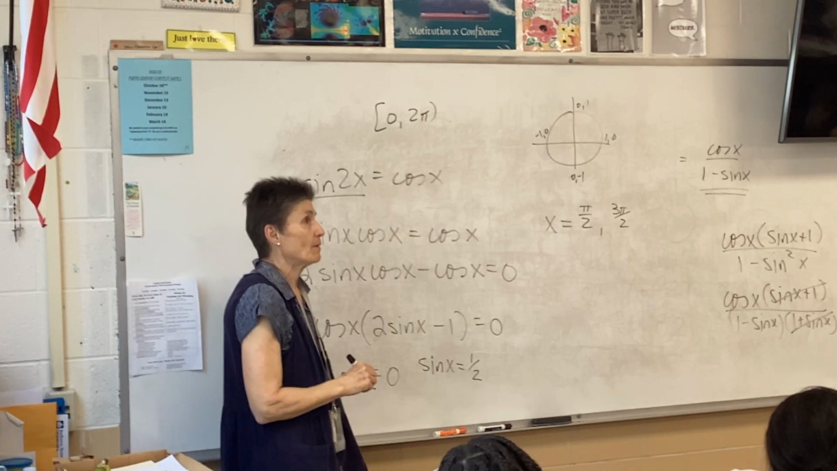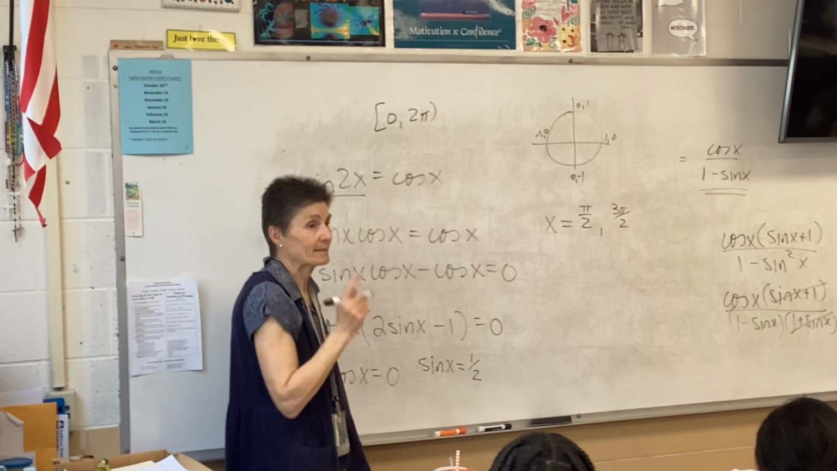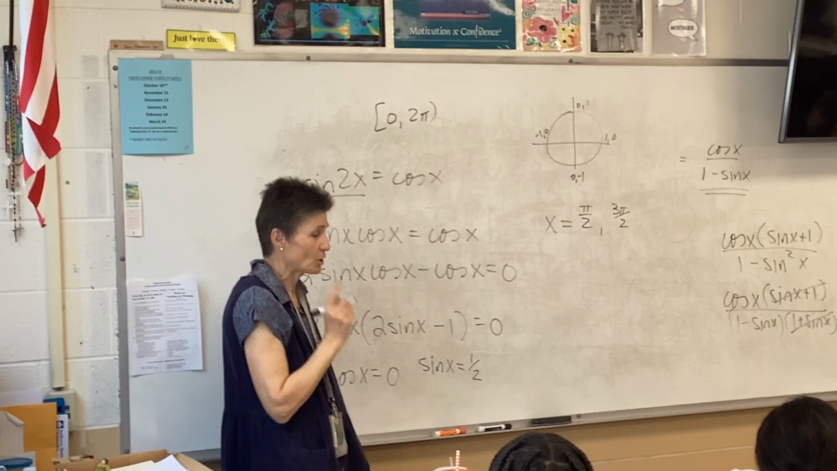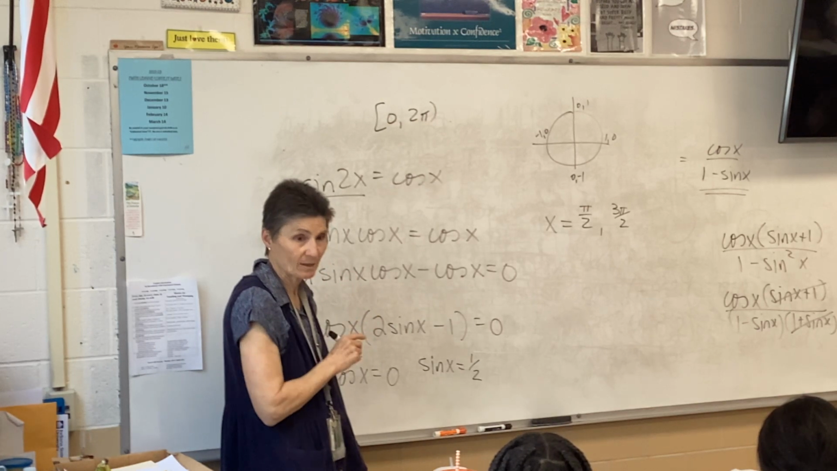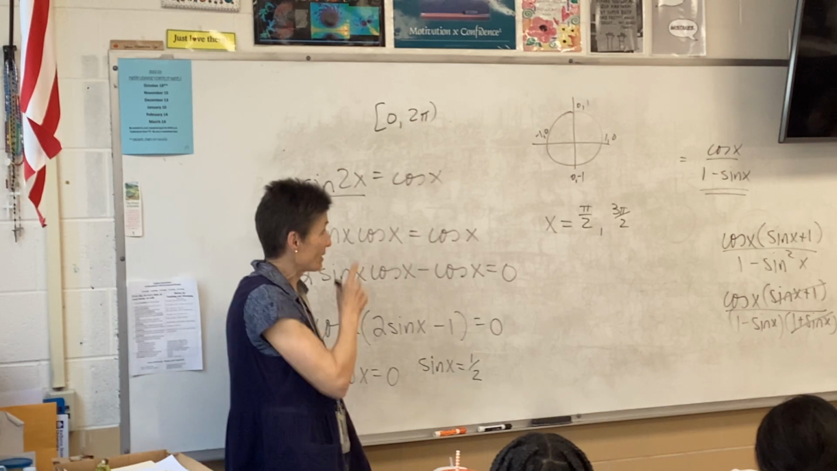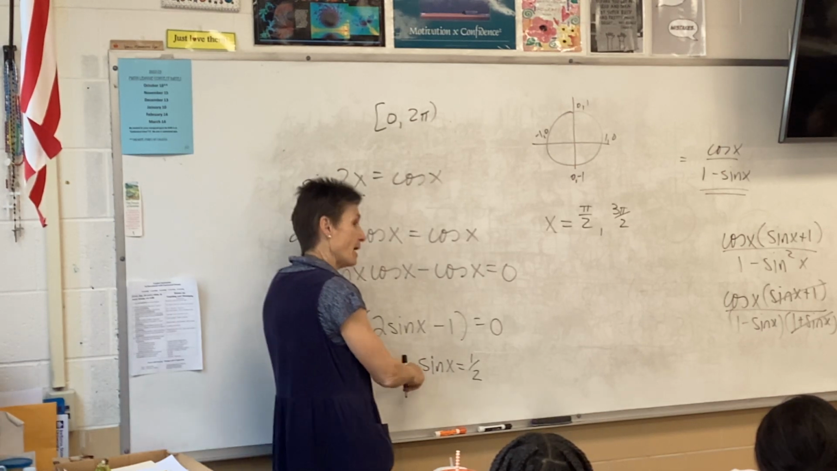And if you ever just can't get the radians, you know the degrees, but you can't get the radians, then write the degrees down. Okay, because at least you'll have an angle down there. But there they are. Now where is the sine 1/2?